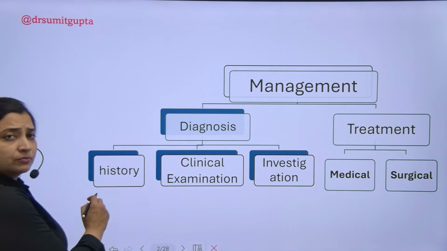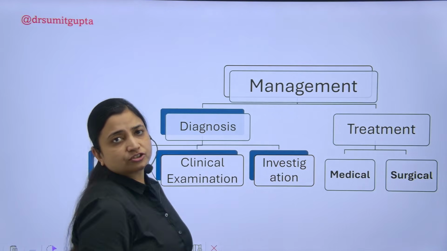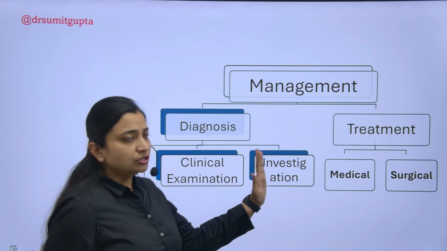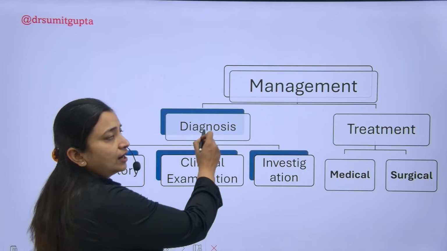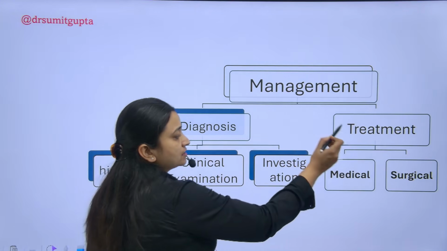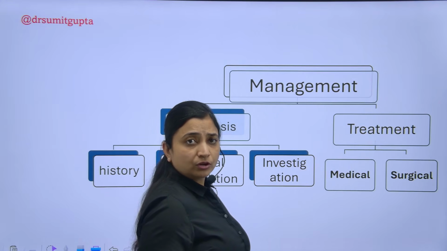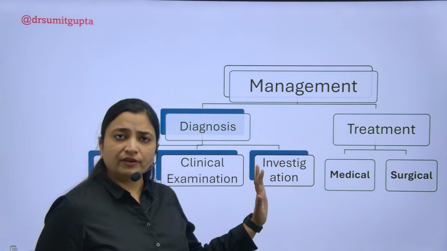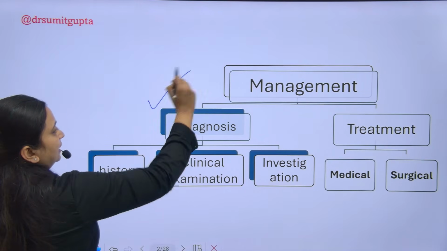So diagnosis starts from history itself, then goes to clinical examination, and then to investigation part. Always proceed like that. First history, then clinical examination, and then investigation. A sum total of all three of these will give you a diagnosis, and when you reach a diagnosis, only then you can devise a treatment. Treatment could be medical, that is with medicines, whether oral or injectable, or surgical. So this is how we see the management part of any disease. So this is my lecture part 1, in which I will be covering the diagnosis part only.